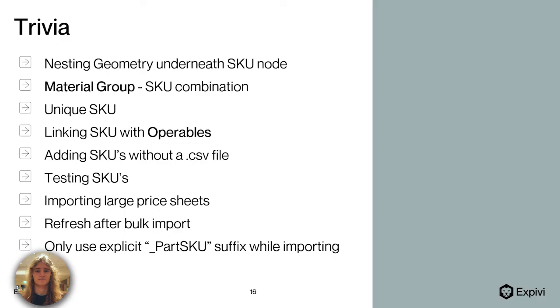As I was showing before, it's also possible to link an SKU price with an operable number input, which basically allows the SKU price to be multiplied according to the input within the operable.